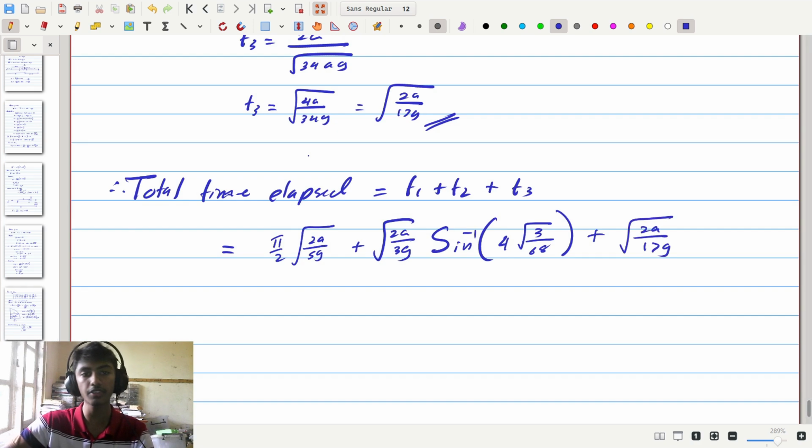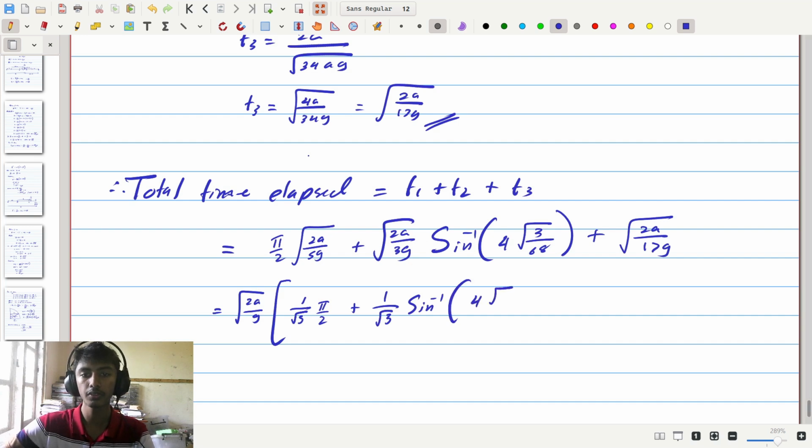Now finally I'm just going to see if there's anything I can factorize out here. I can factorize a 2a over g square root out of all of these, so I'm actually going to do that. I'm going to factorize out a 2a over g root, and we're going to be left with 1 over root 5 pi by 2 plus over here we're going to have 1 over root 3 sine inverse of 4 root 3 over 68 plus, and here if we factor out that, we're going to be left with 1 over root 17, and that is going to be our final answer for this question.